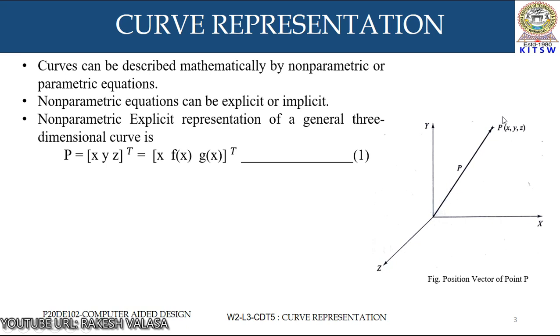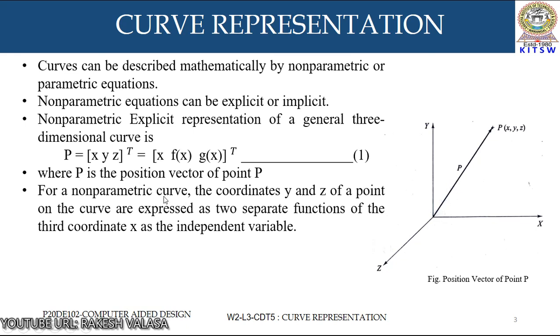Now we can represent it as a non-parametric explicit representation, that is, we can take y equal to f of x. In the place of z, we can write a function, that is z equal to g of x. So P equals [x, f of x, g of x] transpose. This representation is called non-parametric explicit form. Here P is the position vector of point P.